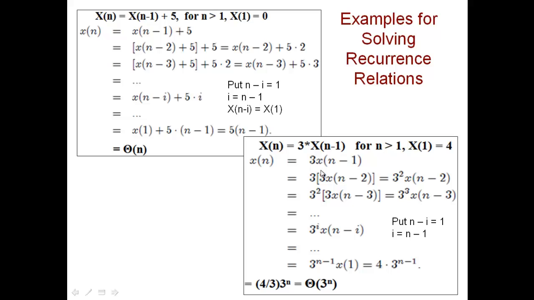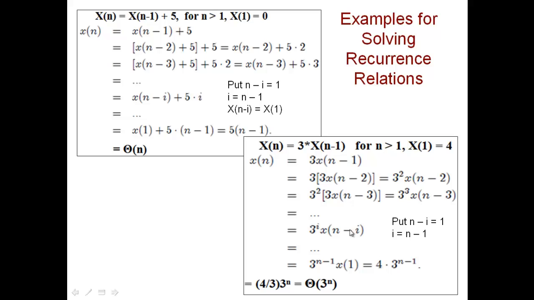So we already start seeing this trend. If it is x of n minus 1, we have 3, which is 3 raised to 1. If it is x of n minus 2, it is 3 squared, and for x of n minus 3, we have 3 cubed. So in general, x of n can be written as 3 raised to i times x of n minus i.